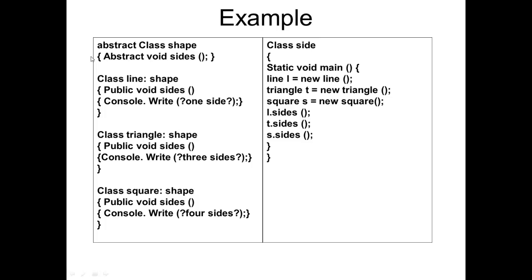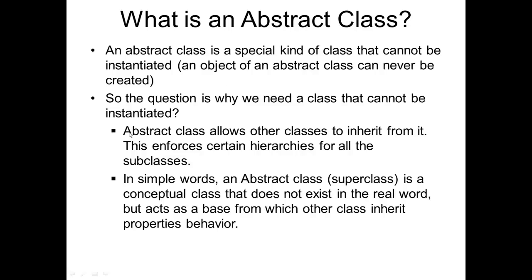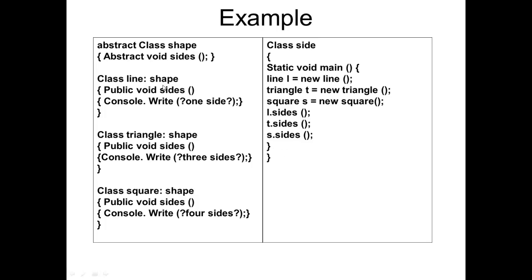Now, what is the benefit of declaring this class as an abstract class? As we saw in the previous slide, the abstract class allows other classes to inherit from it. This enforces certain hierarchies for all the subclasses. So here we have three subclasses: Line, Triangle, and Square. Since these subclasses are inheriting the class Shape, they are following some hierarchy. They are following some guideline.